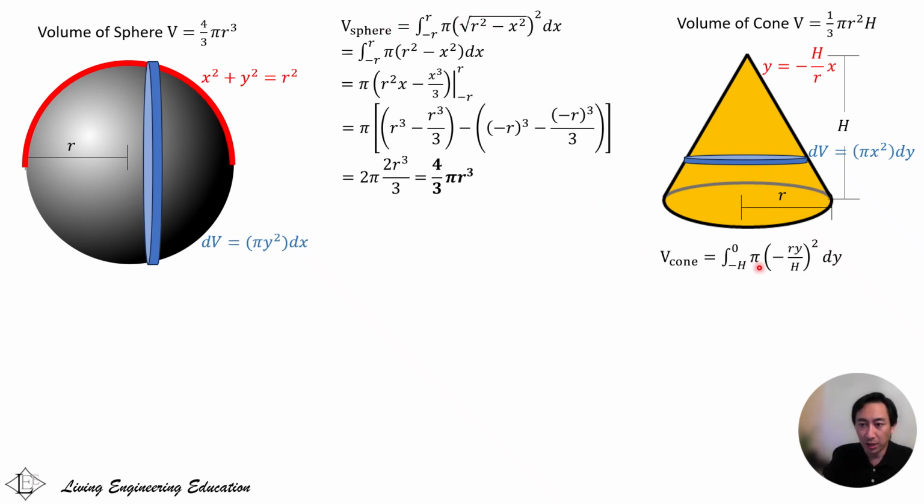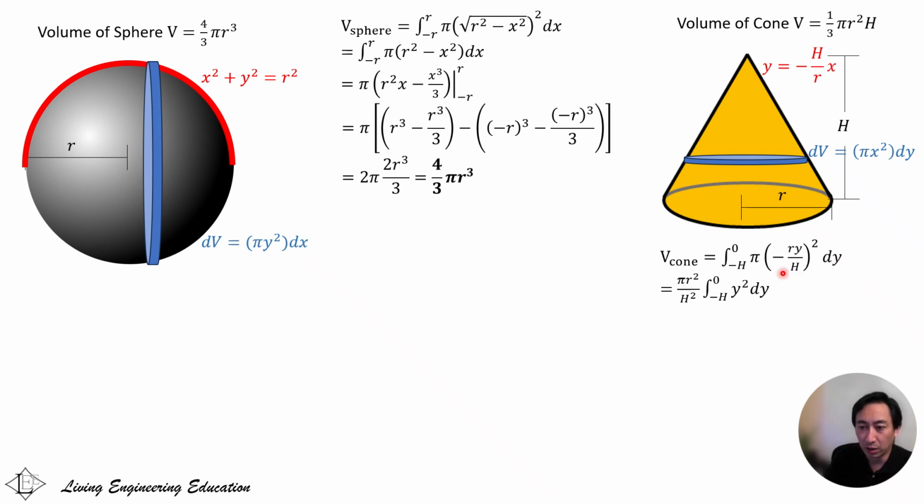So we got the pi y squared, or sorry, x squared, right? x squared right here. So y r over negative h. That's my x term right there. So this is x squared dy. And what are my lower and upper limits? My lower limit will be down here, negative h. My upper limit will be up here at this origin, at this peak point, that would be 0. And so I just need to integrate this.